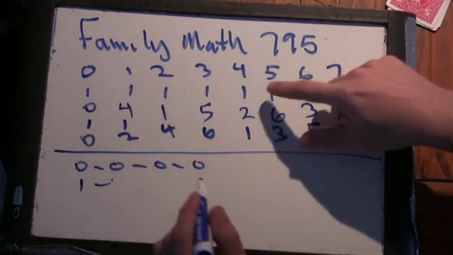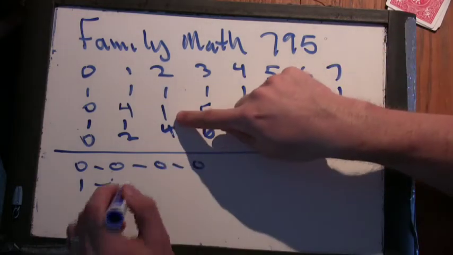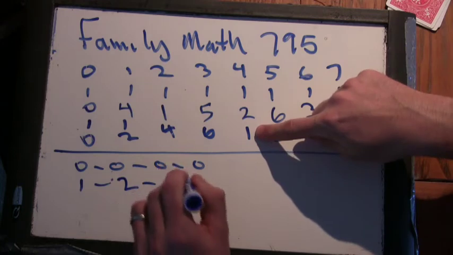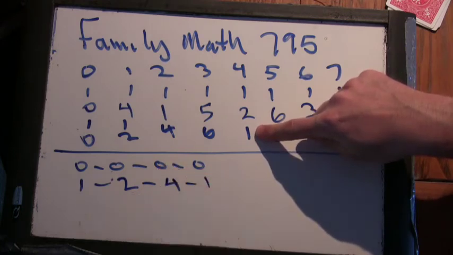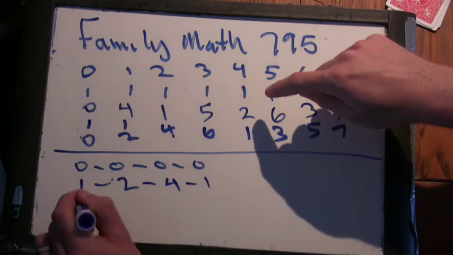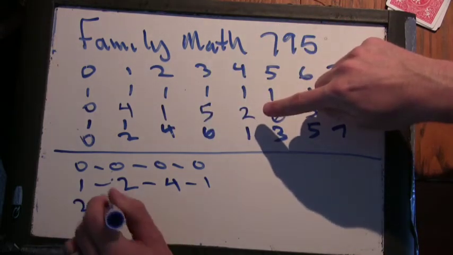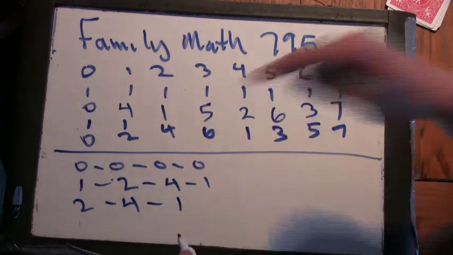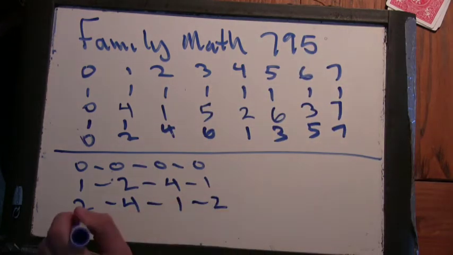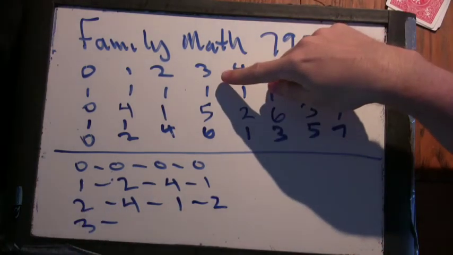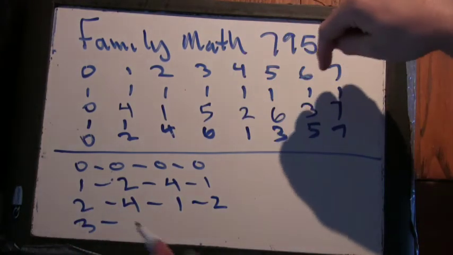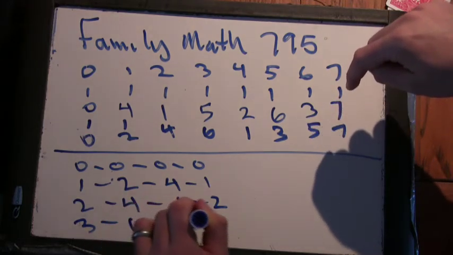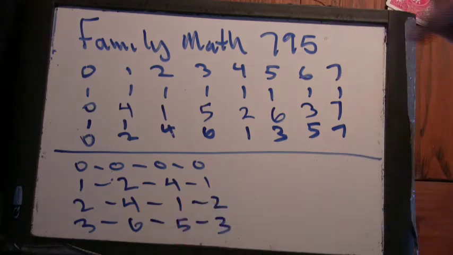1 went to 2. Then to, oh, the places. 4. Yeah, it went to the 4th place, and then it went to the 1's first place. 2 went to the 4th place, then to the 1st place. And then to the second. Second place. 3 went to the 6th place, the 5th place, and then back to the 3rd place.